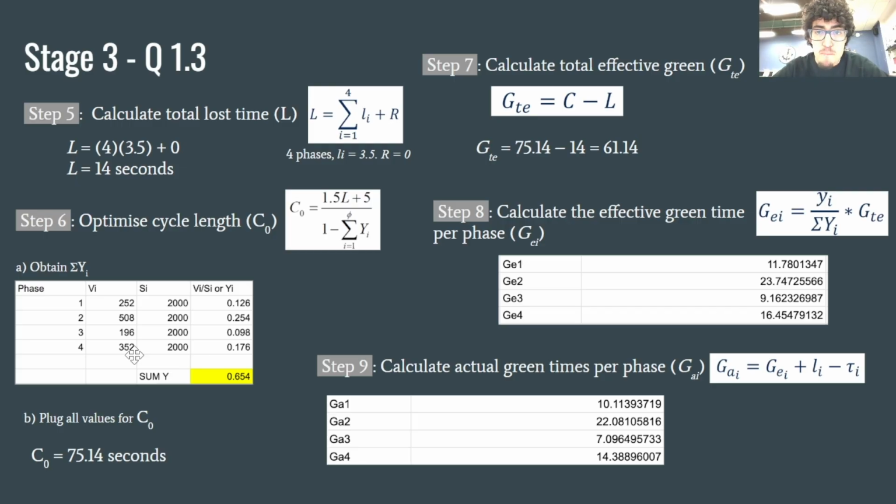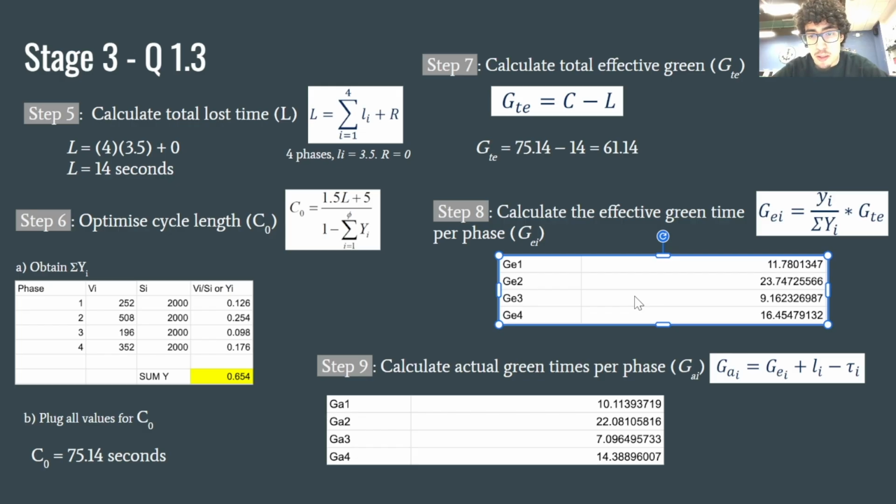We'll then calculate total effective green, and that can be done by subtracting our total lost time from the cycle length, which gives us 61.14 seconds. And we'll then calculate our effective green time per phase within this equation over here. Once again, we have all the numbers, so we can just plug them in and we'll be getting these numbers. This is for our model.